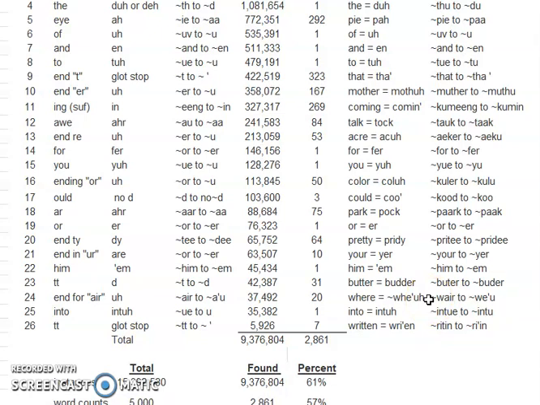I met somebody who said he was from New Hampshire. That's the R ending. Into goes to inta. Written goes to writ'n. There, I said it by habit, dropping the T sound again and glottalizing.